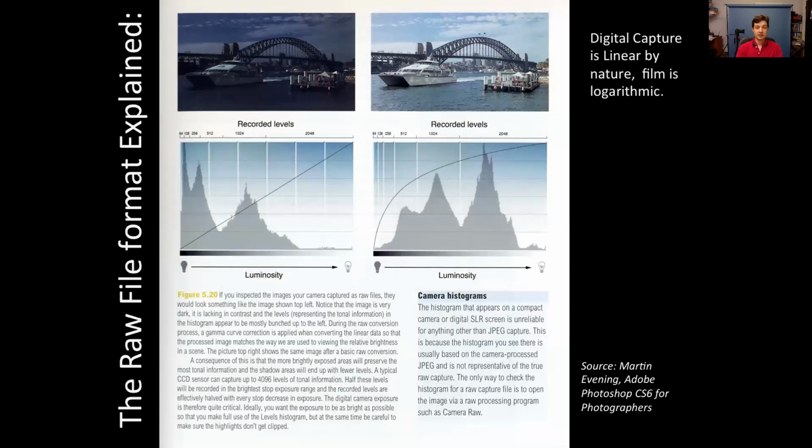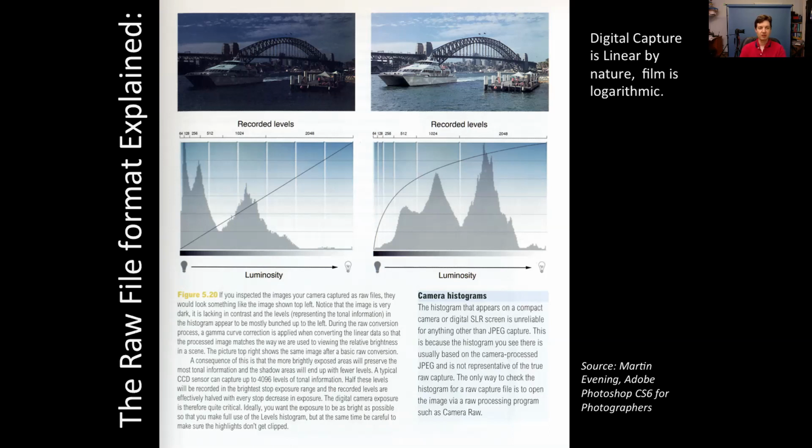Going a little bit deeper into digital capture, we have to think about distinctions between the way it works versus the way our eyes work and the way film works. A digital capture is linear by nature, whereas film is logarithmic. And that's important for us for a couple of reasons. I'm going to read an excerpt. It says, if you inspected the images your camera captured as RAW files, they would look something like the image shown in the top left.